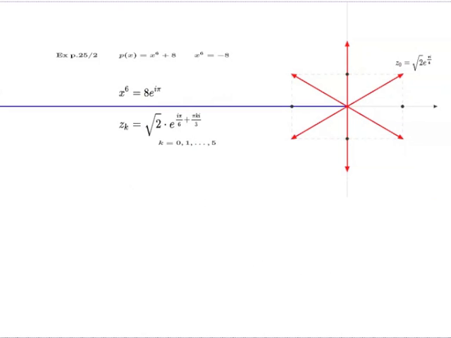It's a z0 vector, z1, z2, z3, probably I should zoom in a little, let me just make it bigger. z3, z4, and the last one is z5 over here.